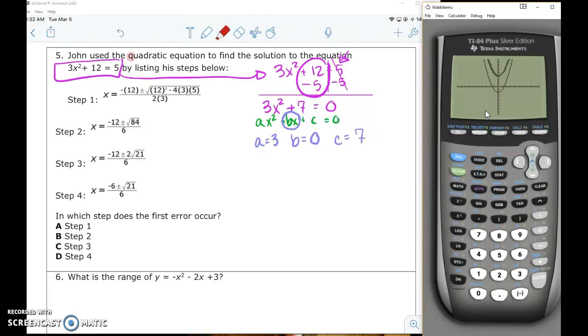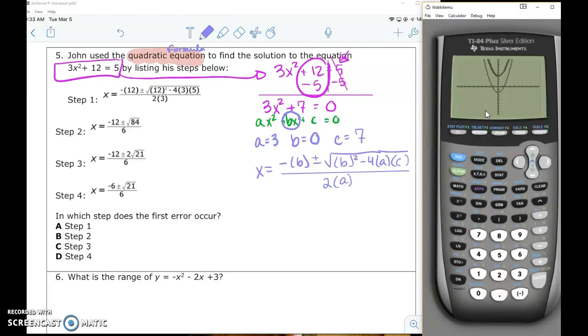In the question, it said he used the quadratic equation, the quadratic formula. This is on your formula chart. The quadratic formula is x equals negative b. And remember, I like to put my letters in parentheses because that reminds me where I'm going to put a number. Plus or minus the square root of b squared minus 4 times a times c, all divided by 2 times a.